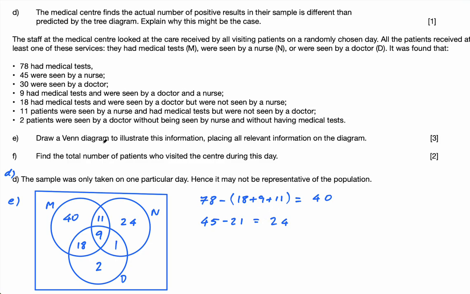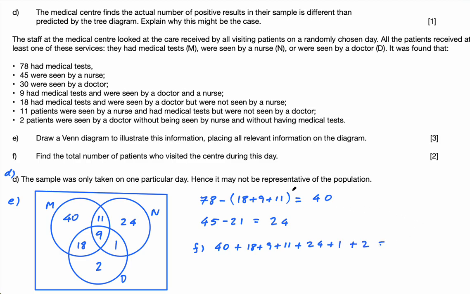So it says draw a Venn diagram. In fact, you don't need any working because it just said to draw the Venn diagram. If you get the Venn diagram correct, you'll get the full marks. Draw a Venn diagram to illustrate this information, placing all relevant information on the diagram. Done. Correct. And then part F, it said find the total number of patients who visited the center during this day. All I have to do is add up these numbers. Do not do this plus this plus this. That's obviously the common mistake. It's just this plus this plus this plus this plus this plus this plus this. Let's just write it out properly so I don't make a mistake. 40 plus 18 plus 9 plus 11 plus 24 plus 1 plus 2.